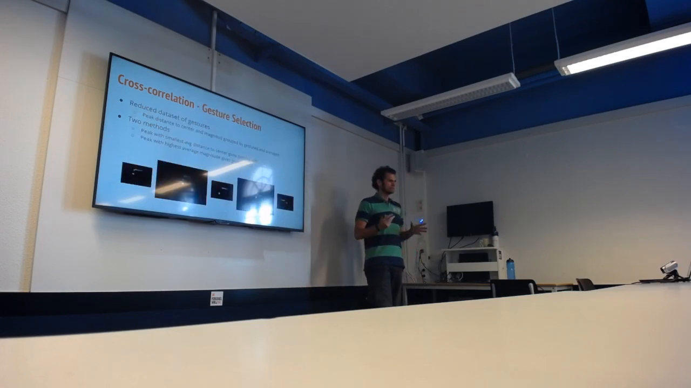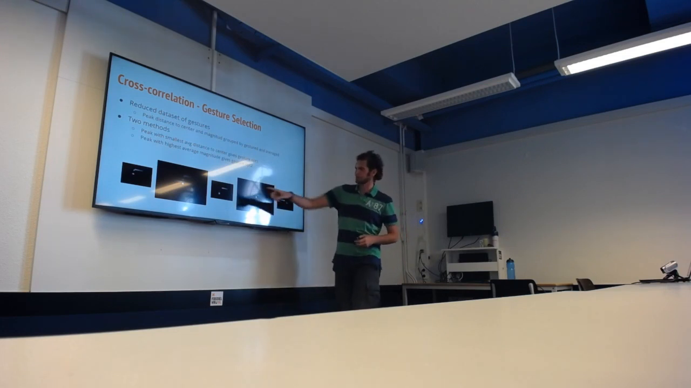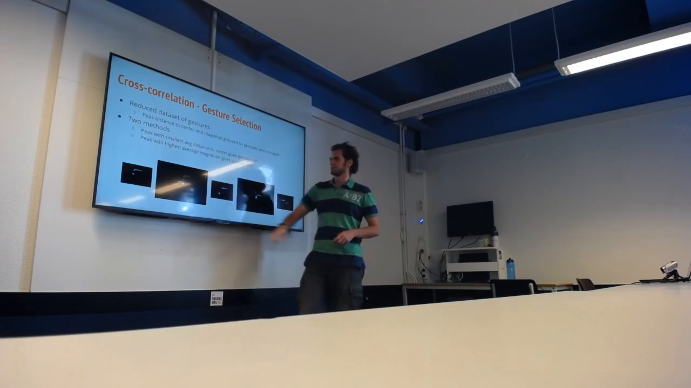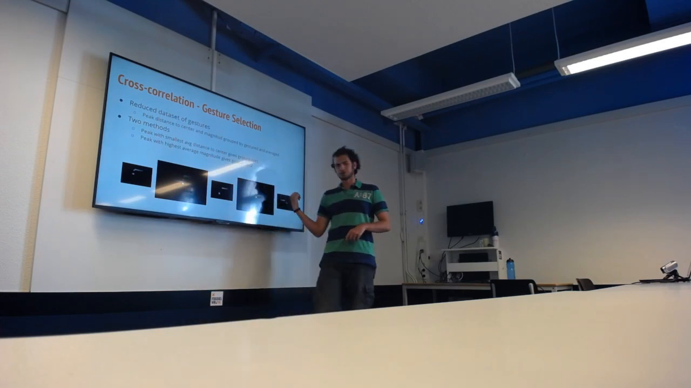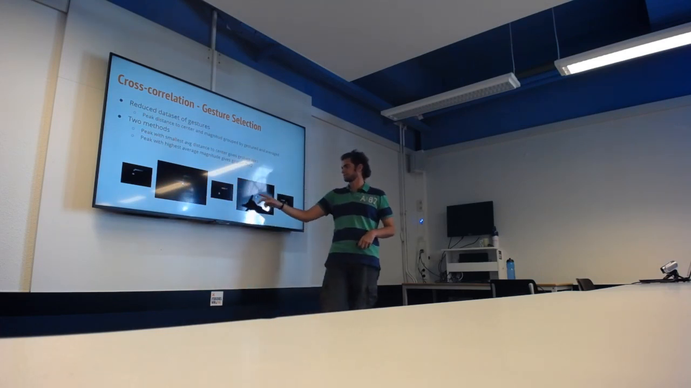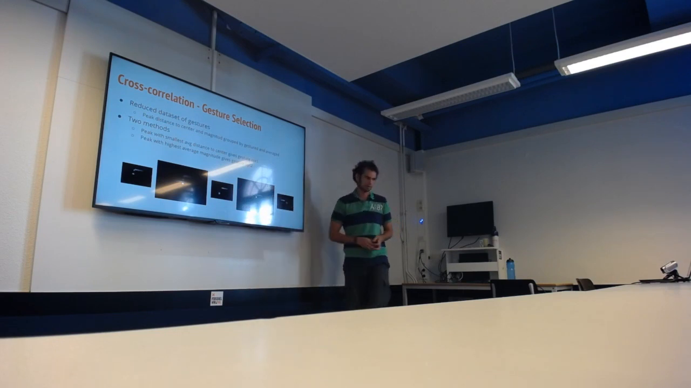So we have a reduced data set of gestures that we're going to compare, and this is going to be our template. So the small images: this one is the template, this one is a correct gesture, and this one is an incorrect gesture. We can see here how the white dot is in the middle, and here it's not in the middle, so this is not a correct one.